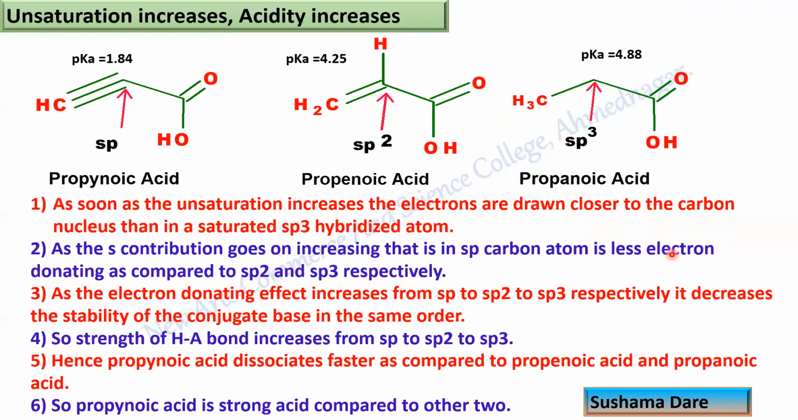Because of that, what happens? In other words, it acts as an electron withdrawing group. Less electron donating effect means it acts as an electron withdrawing group. As the electron donating effect increases from sp to sp2 to sp3, it decreases the stability of the conjugate base in the same order. So the strength of the HA bond increases from sp to sp2 to sp3. Hence, propynoic acid dissociates faster as compared to propenoic and then propanoic acid. So propynoic acid is a strong acid compared to the other two acids.